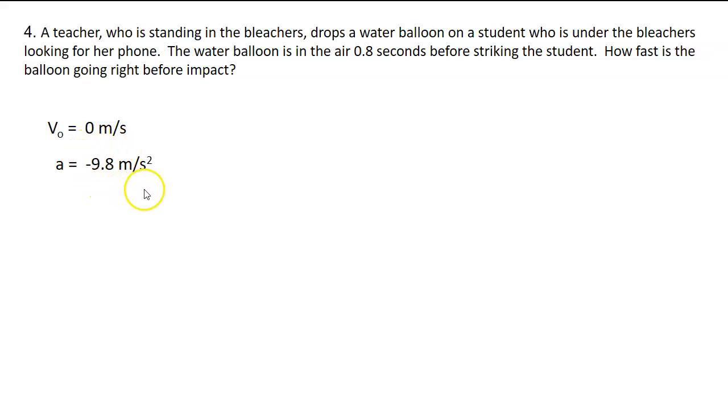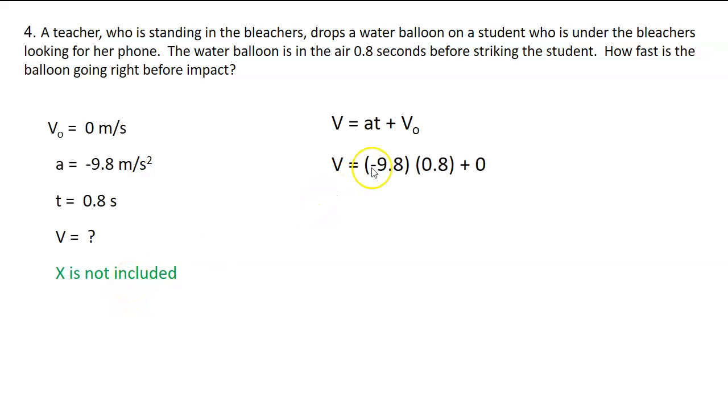The acceleration is always negative 9.8 in problems like this. We know the time, it's 0.8 seconds. It says how fast is it going right before impact? Well, that'd be final velocity. So we have 3 numbers. Our fourth is a question mark, and the thing that's not included is x. So use the equation that does not have x in it.